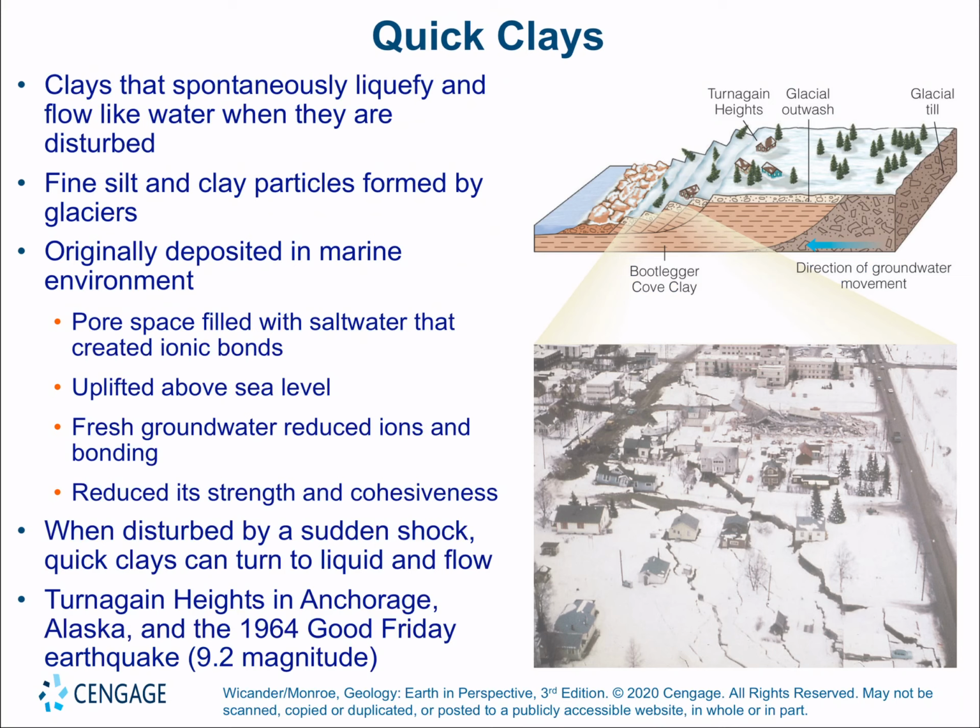We can also have what's known as a quick clay. So what a quick clay is, is clay that spontaneously liquefies and flows like water when it's disturbed. So you have fine silt and clay particles formed by a glacier. Quick clays are originally deposited in a marine environment. What happens is your pore spaces become filled with salt water, so you're going to get the ionic bonds. Remember, we talked about ionic bonds with minerals, and that's when you have a positive and a negative coming together.